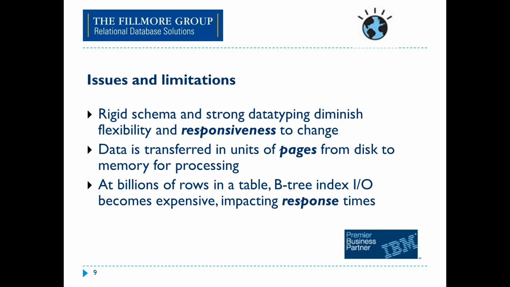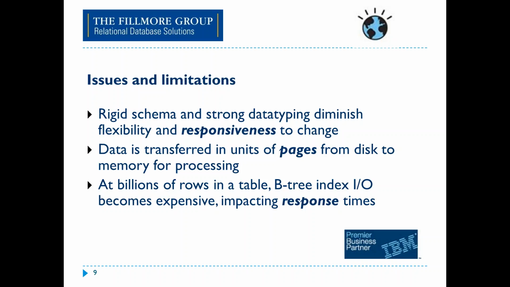The other thing that's important to understand about the RDBMS is that the unit of transfer are pages from disk to memory for processing. Pages in the IBM world can be 4, 8, 16, or 32K, which in terms of billion row tables are very small units. And it means that I need to have a lot of memory in order to transfer the data from disk to memory if I'm scanning most of the data in a billion row table. And so I could run out of memory pretty quickly.